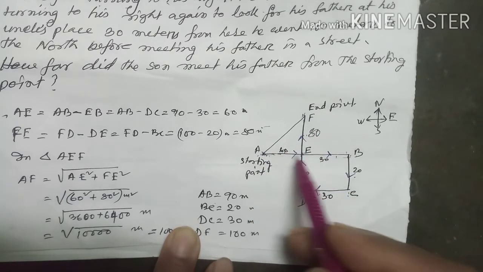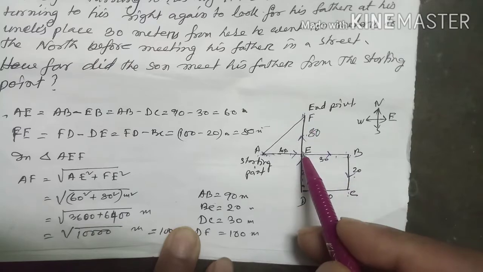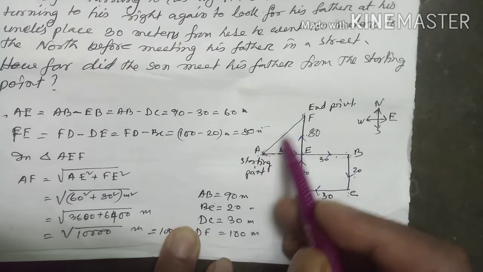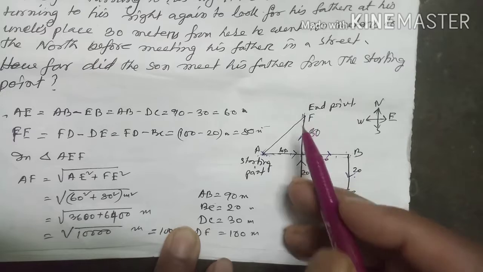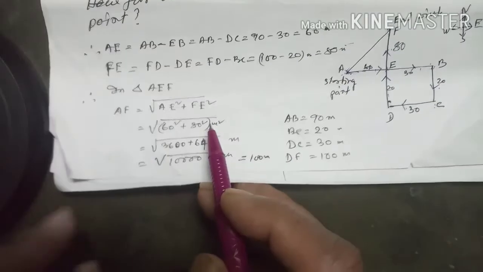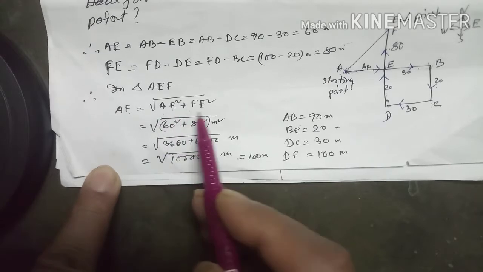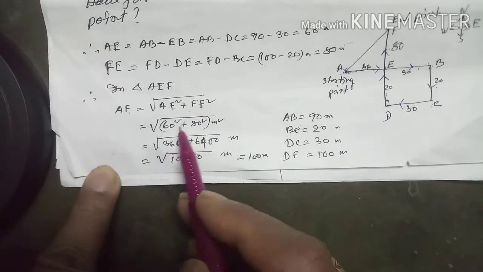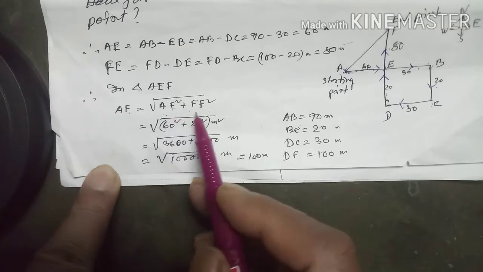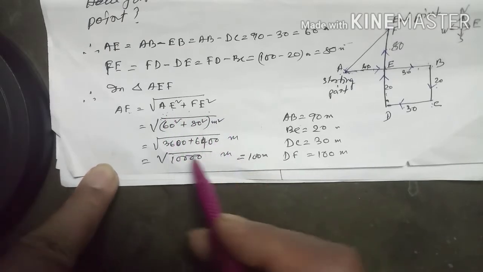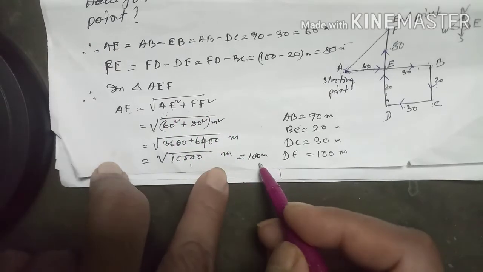Then we have AE 60, EF 80. Then we can easily find the hypotenuse AF. That means AF equal to root over of AE square plus EF square. Putting the values of AE and EF, we have 100 meters.